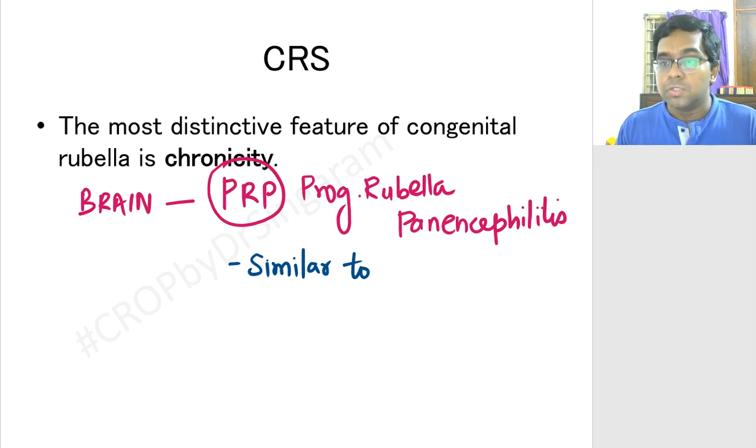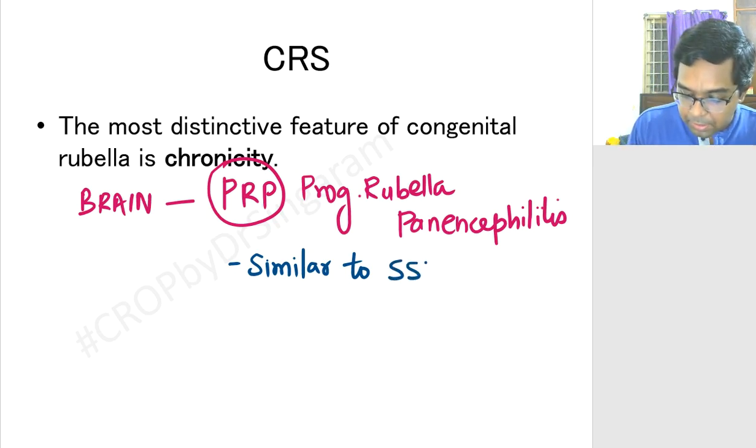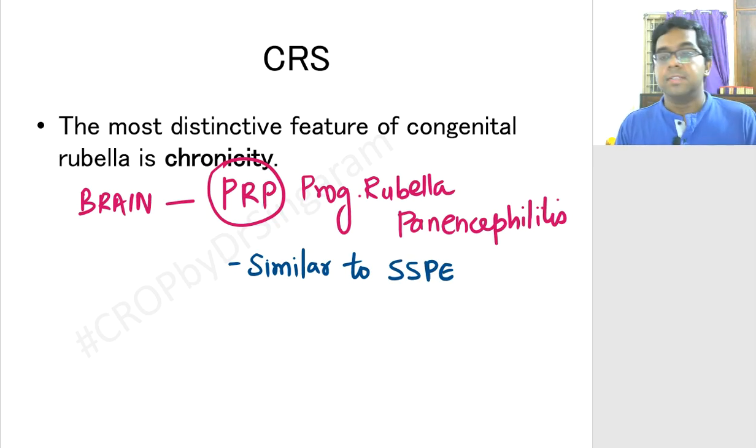What is that? Yes, you might have studied about this SSP, right? Subacute sclerosing panencephalitis as association with measles. Exactly the similar type of features can be present in a baby who had congenital rubella syndrome in the neonatal period. So that should be remembered.